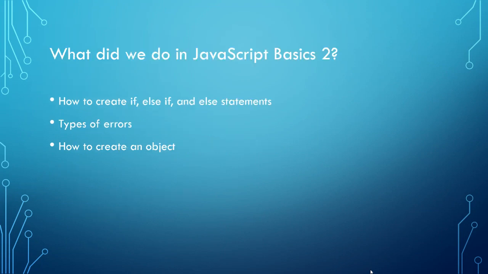And in the last video, we created if, else if, and else statements. We learned about the different types of errors we can come across while coding, and we also learned how to create an object.